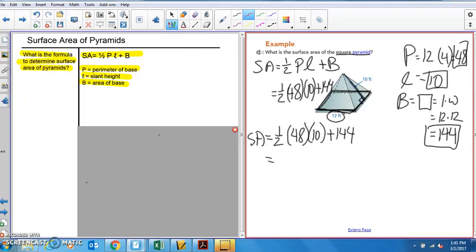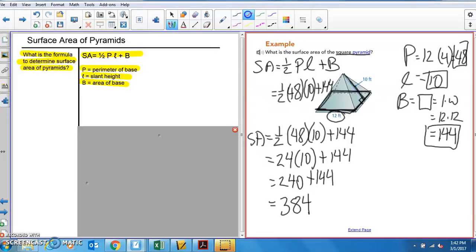So what does that mean? It means you divide by 2. So I'm going to divide 48 by 2. If I take half of 48, that gives you 24. So I'm going to have 24 times 10 plus 144. 24 times 10 is 240 plus 144. So all we have to do now is add 240 plus 144, and that gives you 384 feet squared. So that would be the surface area of that square pyramid.